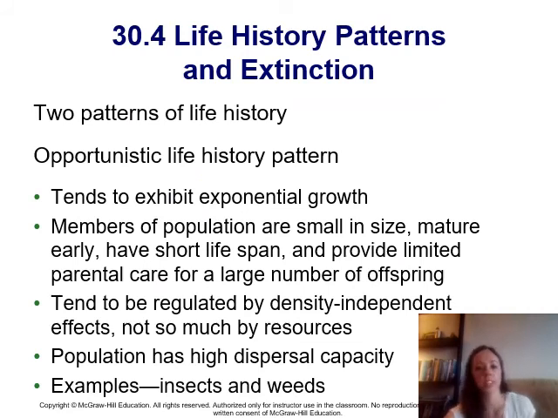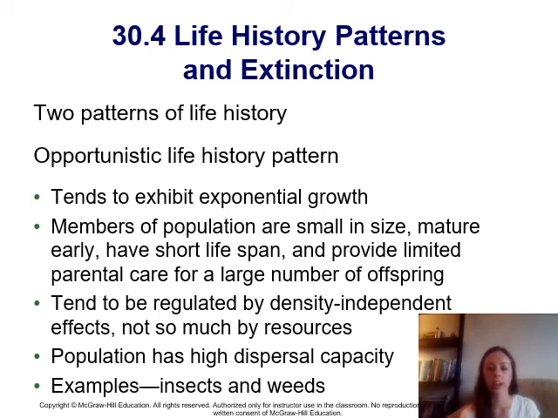Different types of organisms tend to experience two different patterns of life history. Life history refers to a population's behavioral characteristics. Insects and weeds have an opportunistic life history pattern. Mammals and other animals have an equilibrium life history pattern. Insects and weeds are small in size, will mature quickly, have short lifespans, and provide limited, if any, parental care. These are not affected by competition and predation as much as other organisms are. Their population tends to be more regulated by weather or other natural disasters.